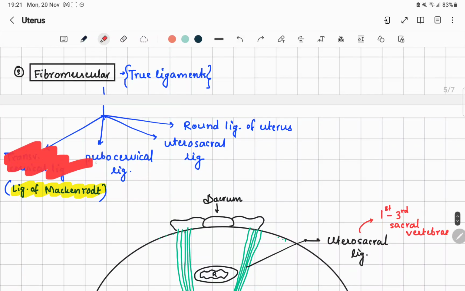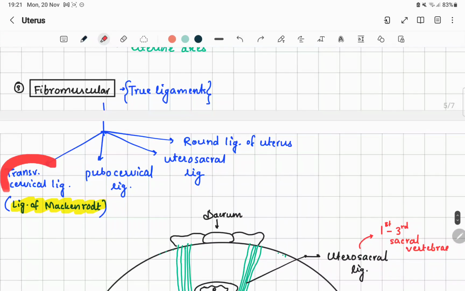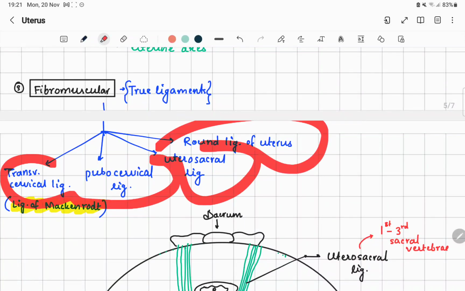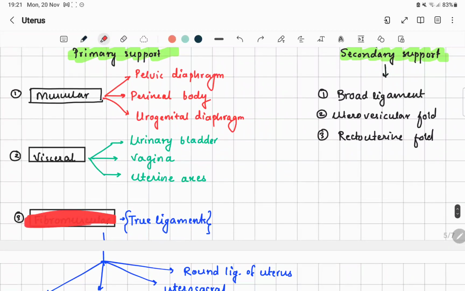Very important: the transverse cervical ligament, also called the ligament of Mackenroth. Pubocervical ligament, uterosacral ligament, and the round ligament. So transverse cervical, pubocervical, uterosacral, and the round ligament. These are your true ligaments, which comprise the fibromuscular support.